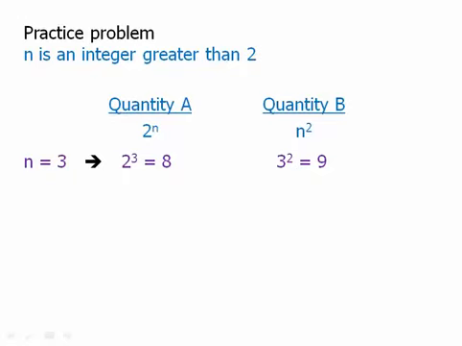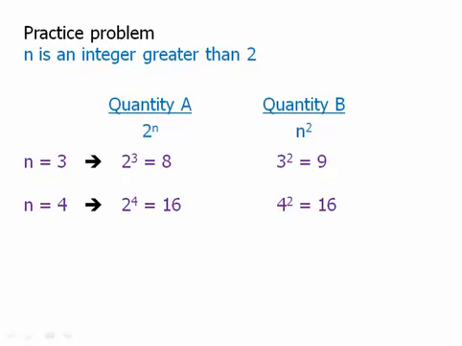Now, the next choice we could pick, a very obvious choice, is n equals 4. Now, quantity A, this is going to be 2 to the fourth. That's 2 times 2 times 2 times 2. That turns out to be 16. Turns out to be 4 times 4, because each 4 is 2 times 2. And in quantity B, we get 4 squared. That's also 16. So that makes the quantities equal right away.